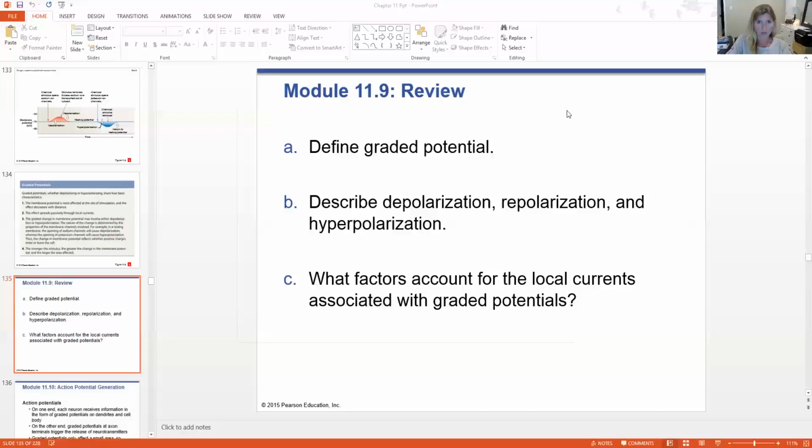But we're about halfway through the presentation, so this is a good stopping point for this PowerPoint, so it's not too long of a lecture. Our next mini lecture from chapter 11 will start with action potentials as opposed to graded potentials.